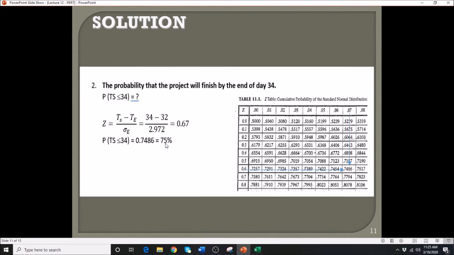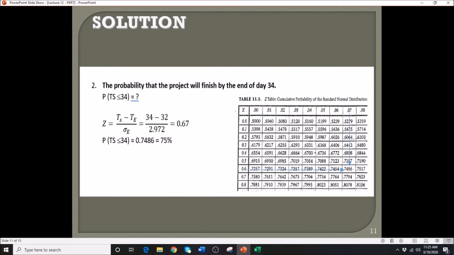So what does that mean? If your client asks you, what do you think is the probability that we'll be able to finish in 34 days? Well, you could tell them that based on your knowledge or your education, you have calculated based on the statistical method that we will be able to finish the project 75% for day 34.